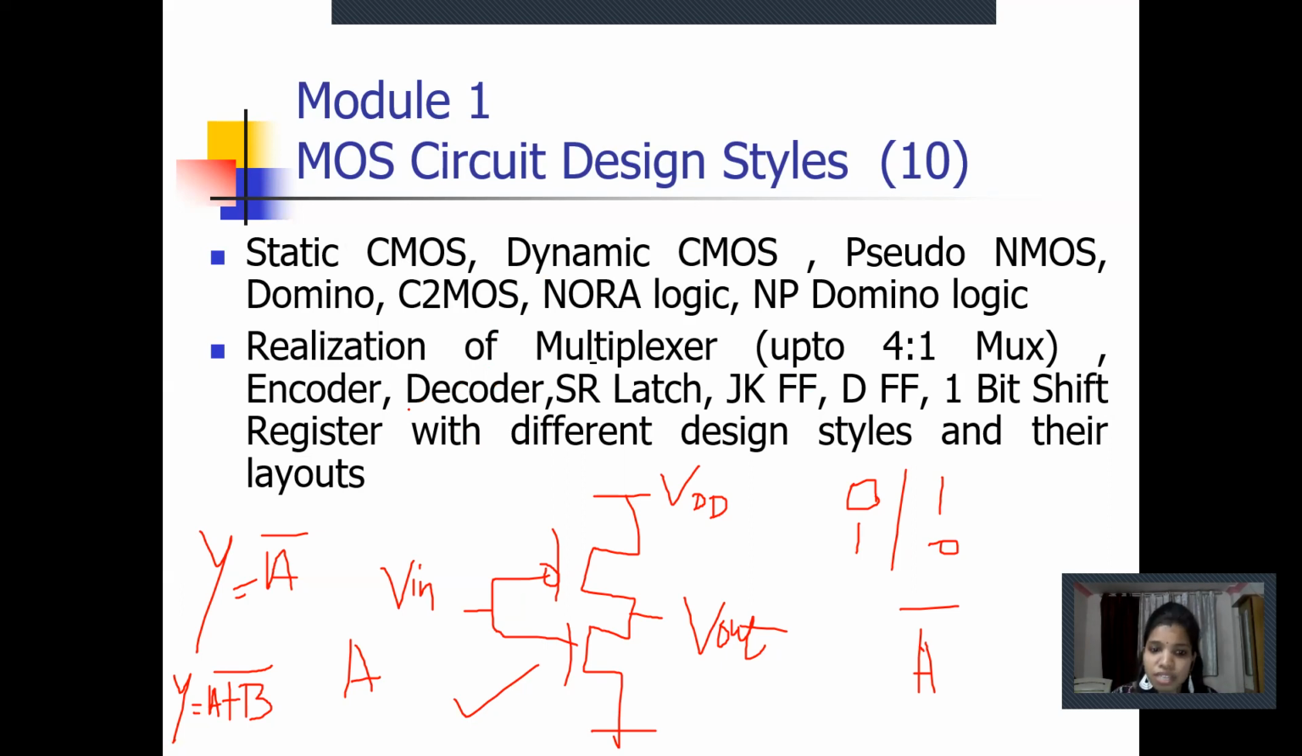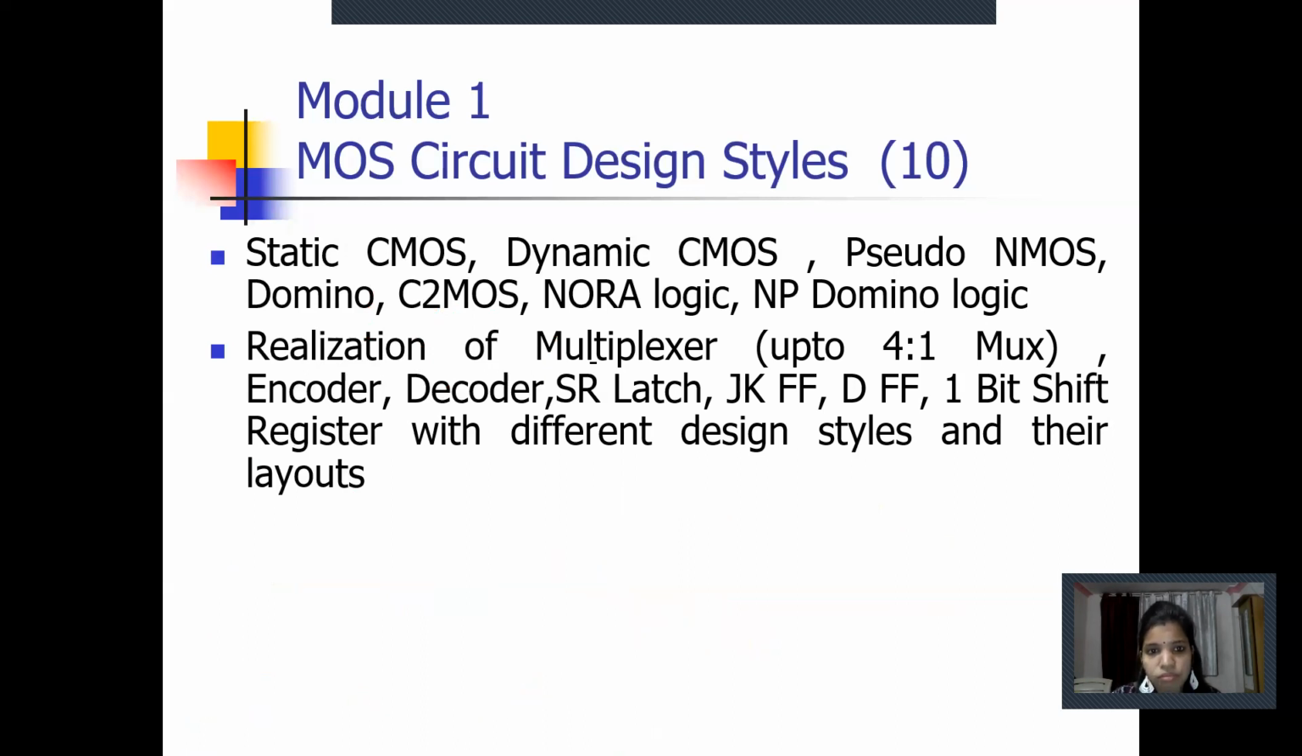The concepts should be clear. Basic concepts mean what is a NAND gate, what is the truth table of a NAND gate, what is a NOR gate, what is the truth table of a NOR gate, what is the behavior of a mux. You should be aware of that. If those concepts are clear, then there is only one extra step here: you have to draw those circuits with CMOS. So that is all about module 1.